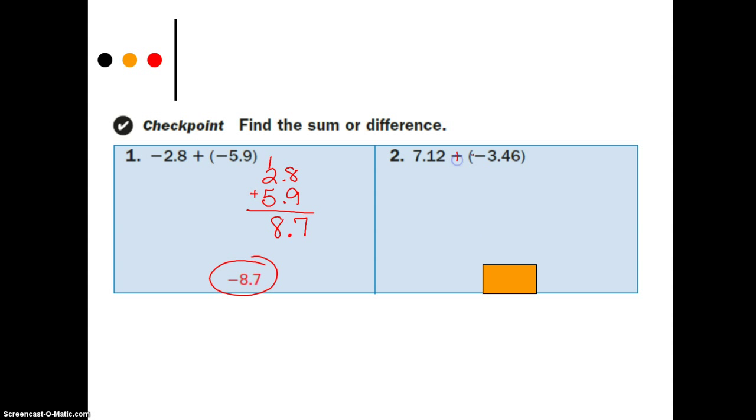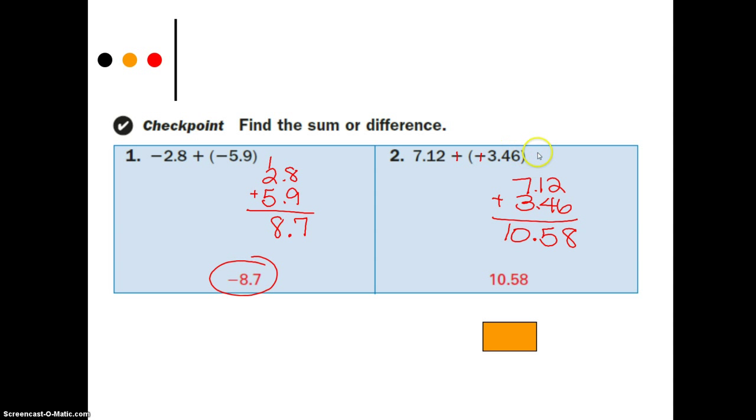Change the subtraction to adding the opposite. Now they're the same sign, so I can just add. Line up the decimals. And they're both positive now, so the answer is also positive.